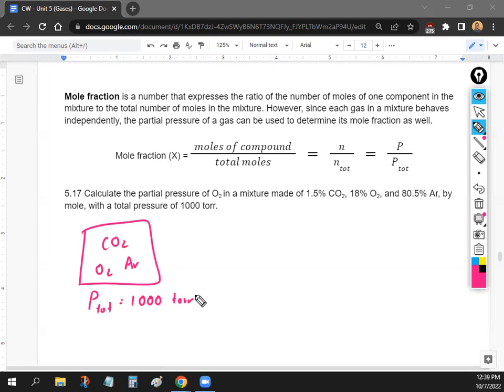Okay. It's very simple to find the partial pressure if we know the composition, because all of these guys are ideal gases, so they have the same properties, same characteristics. And so all we need to do is take the total pressure, 1,000 torr, and then multiply it by the percentage of the gas we're looking for. So since we're looking for oxygen, we can multiply it by 0.18, and that will give us the partial pressure of oxygen. That's basically what this law is saying. So oxygen's partial pressure will be 180 torr.